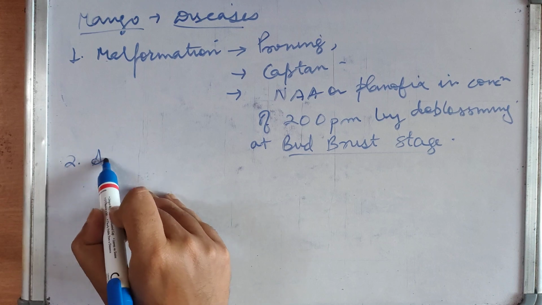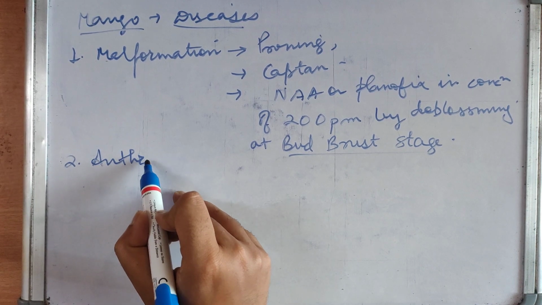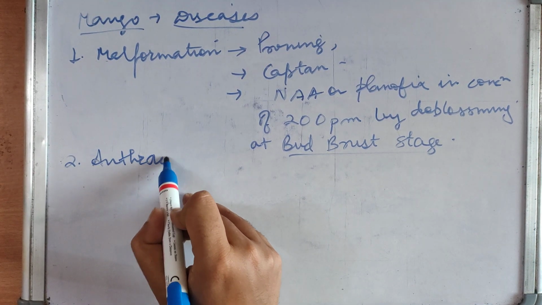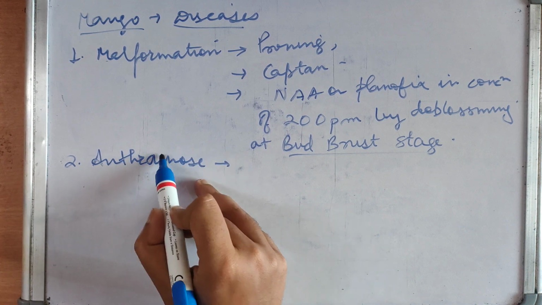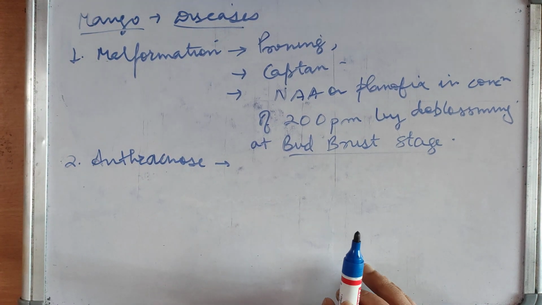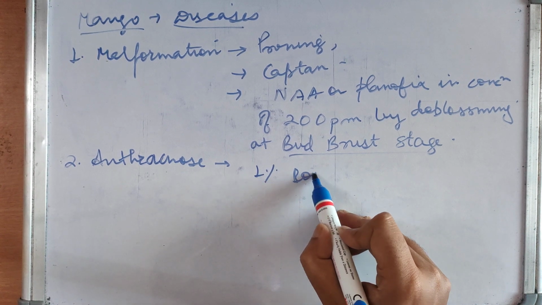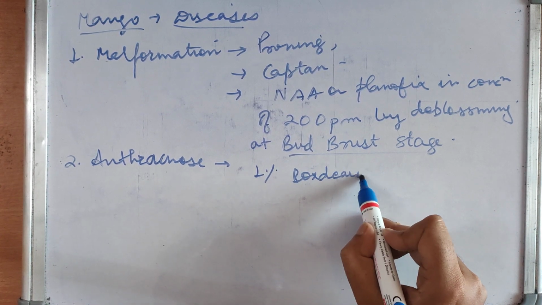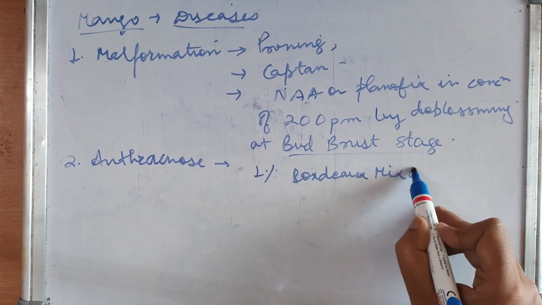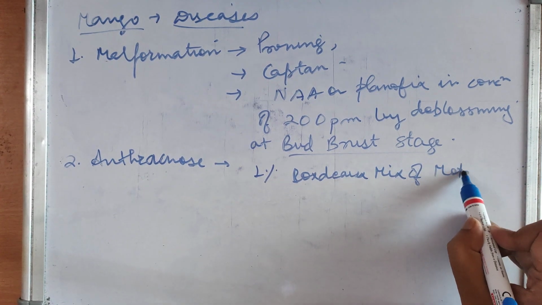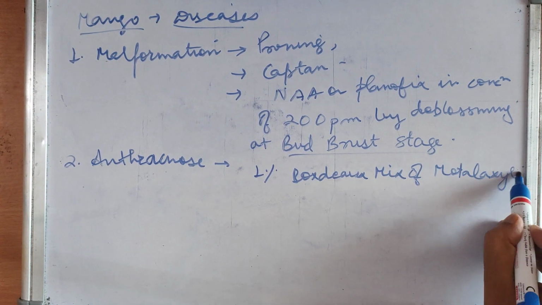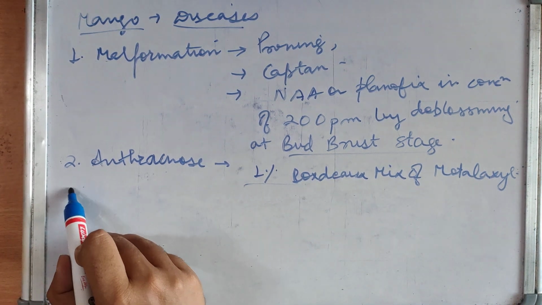Second is anthracnose. This is the anthracnose. Here we will spray 1% Bordeaux mixture. Bordeaux mixture of metalaxyl, 1% Bordeaux mixture of metalaxyl.